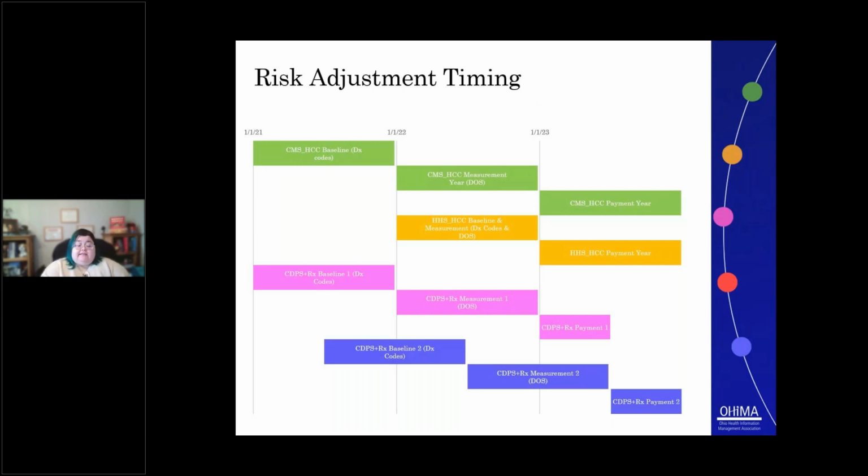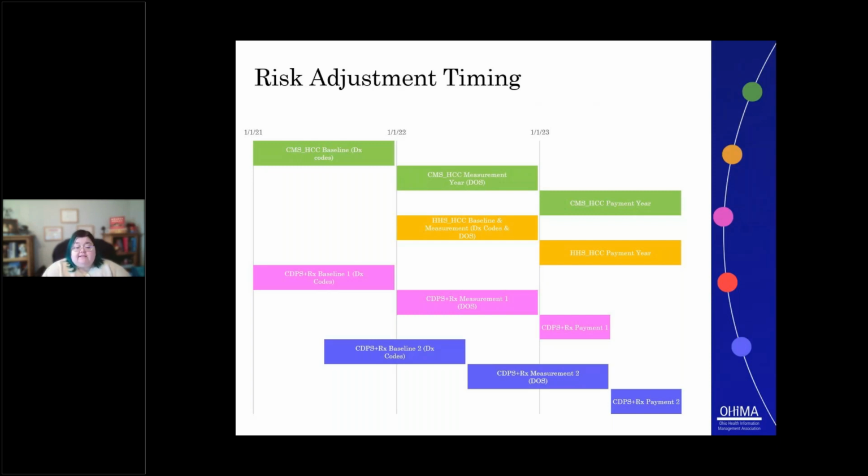You also see next the HHS HCC model in yellow uses the same year diagnoses to predict that year's risk, and then payments again in the year to follow. So it's a little bit of a condensed time frame compared to the CMS model.